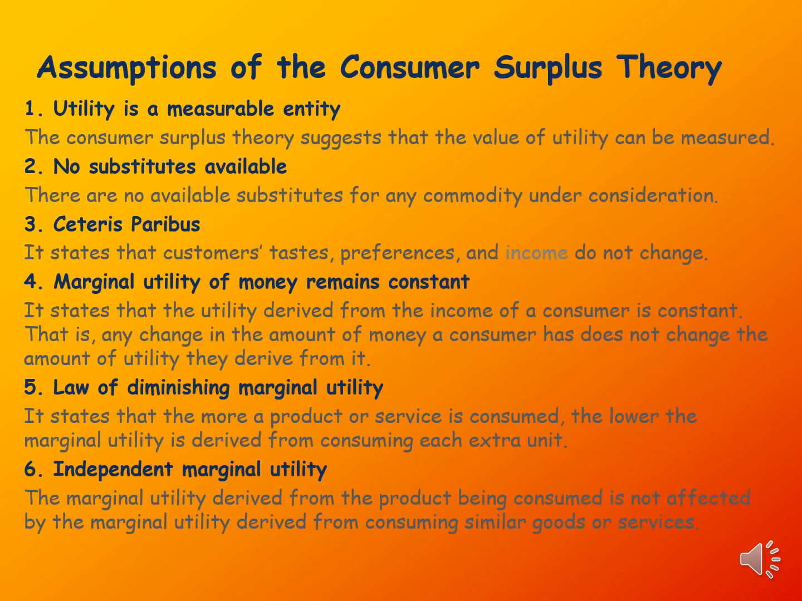Now there are certain assumptions of consumer surplus theory. It is somewhat similar to the cardinal theory of utility. That is, utility is a measurable entity and no substitute is available for the commodity under consideration. And ceteris paribus, which means that the consumer's taste, preference, income, etc. are constant, or not changing. The next assumption is that the marginal utility of money remains constant, and there is application of the law of diminishing marginal utility, and products have independent marginal utility.